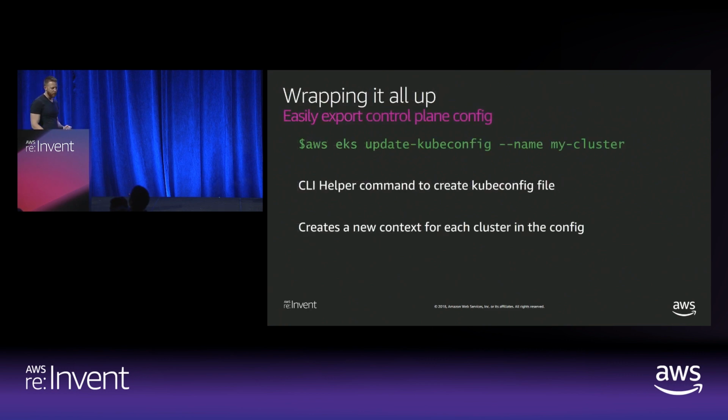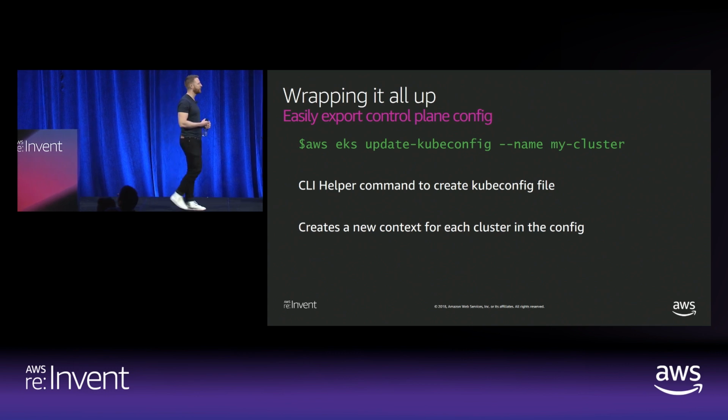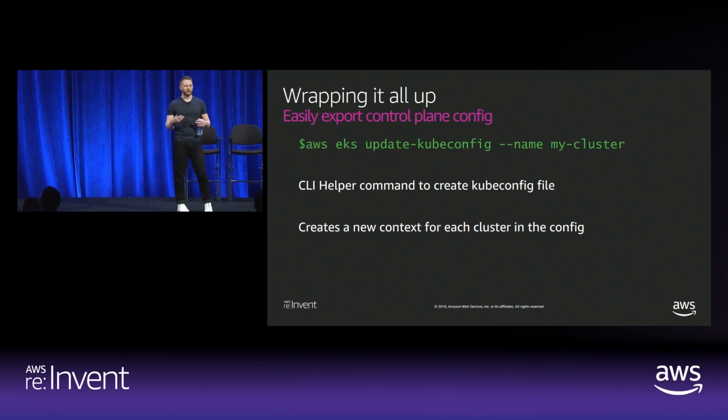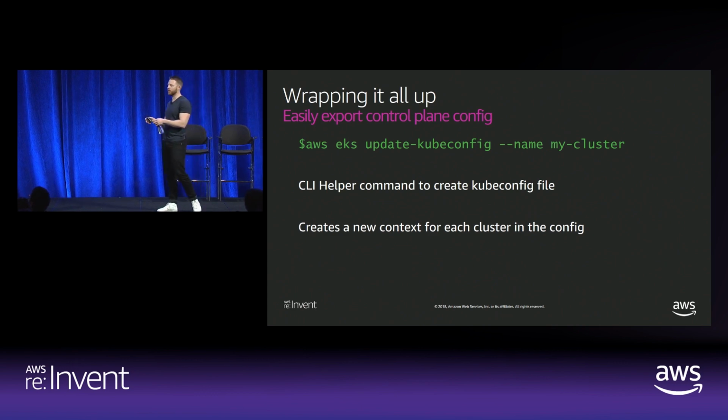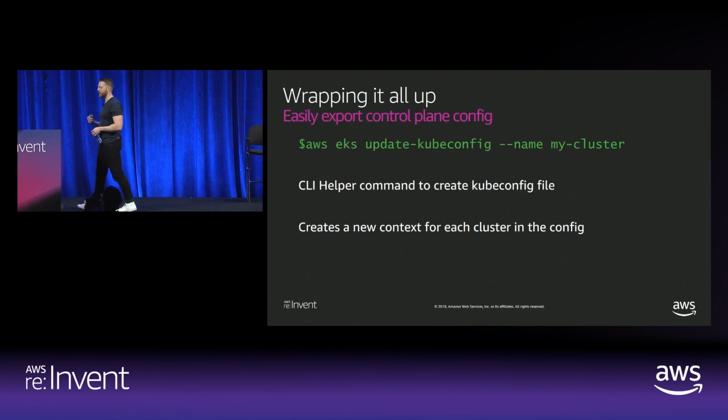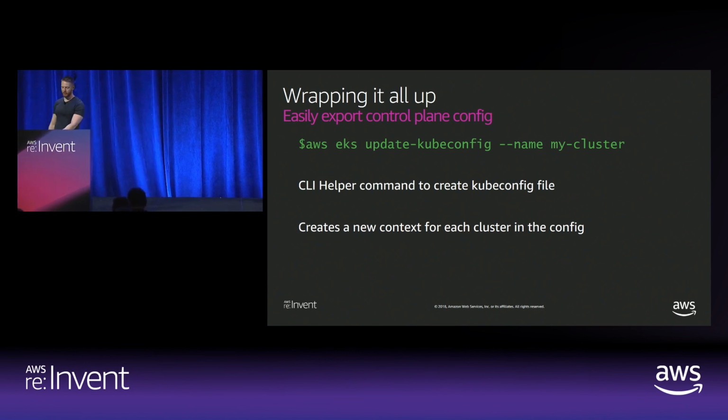So let's wrap up the control plane section. Basically, to get all the config that you care about from the control plane, we have a CLI helper, which is update kubeconfig. And this just dumps all the information, like the certificate data and the cluster name, and basically creates a kubeconfig context for your cluster. And if you have a file already, it will just append a new context with the contents for your cluster. So everything about the control plane, wrap it up, dump it to a kubeconfig file, and you're ready to go to start using it.